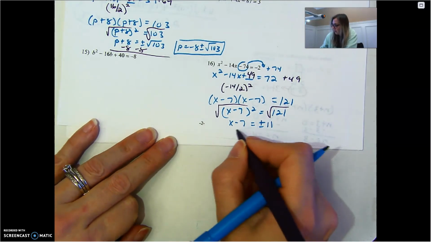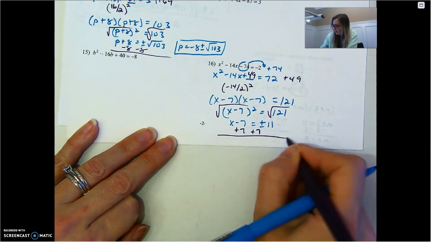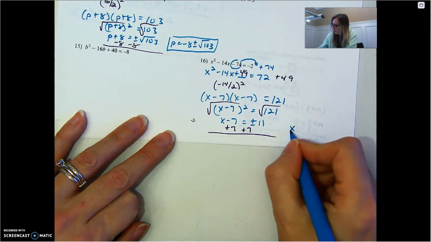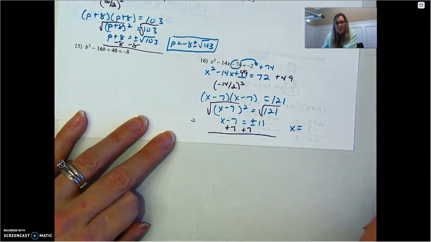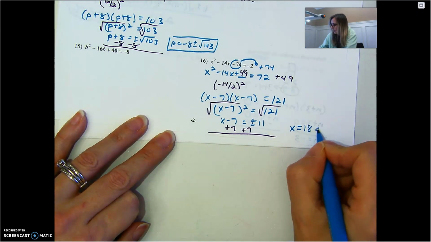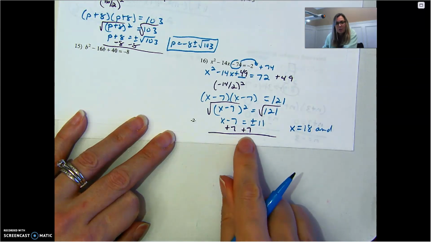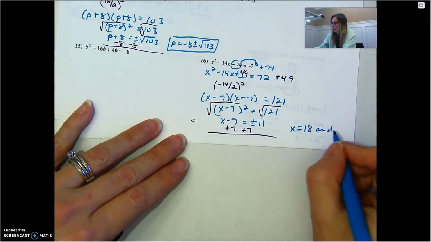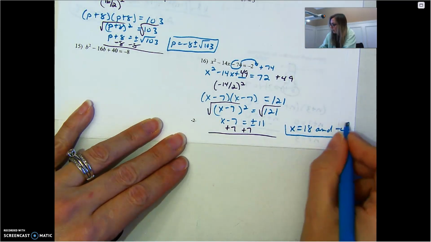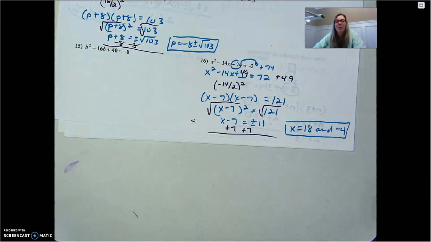Anywho, the opposite of minusing 7 is adding 7. So our final answer will be 7 plus 11, that's 18. And then we could also do 7 minus 11, so 7, 8, 9, 10, 11, so that's negative 4. So that's the two places that the parabola, boop, crosses on the x-axis.